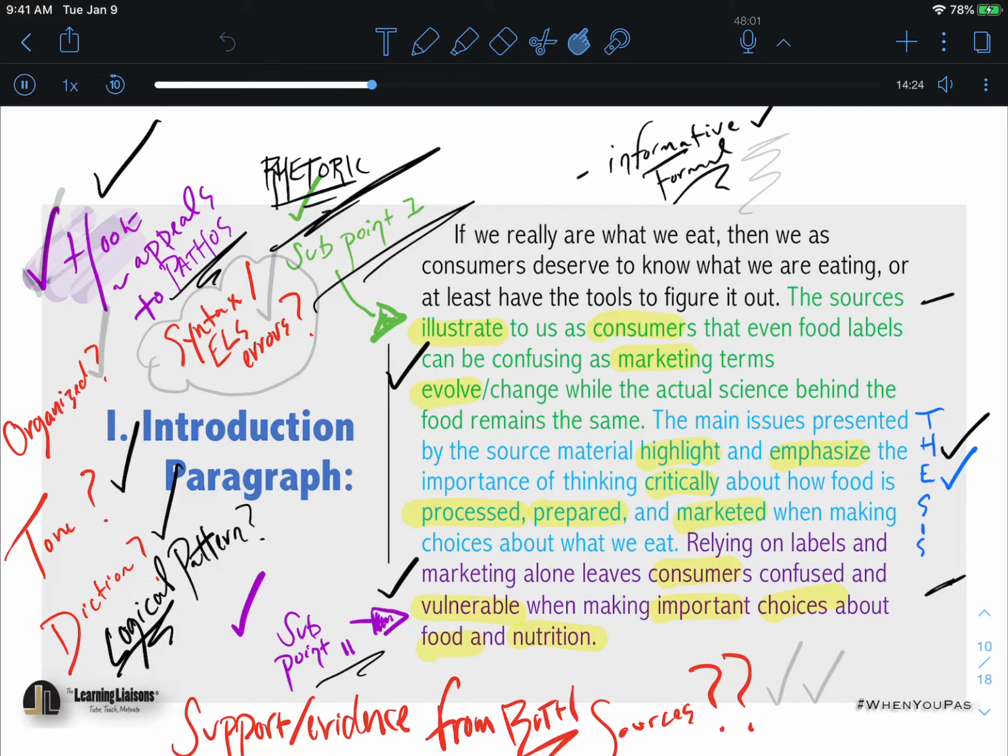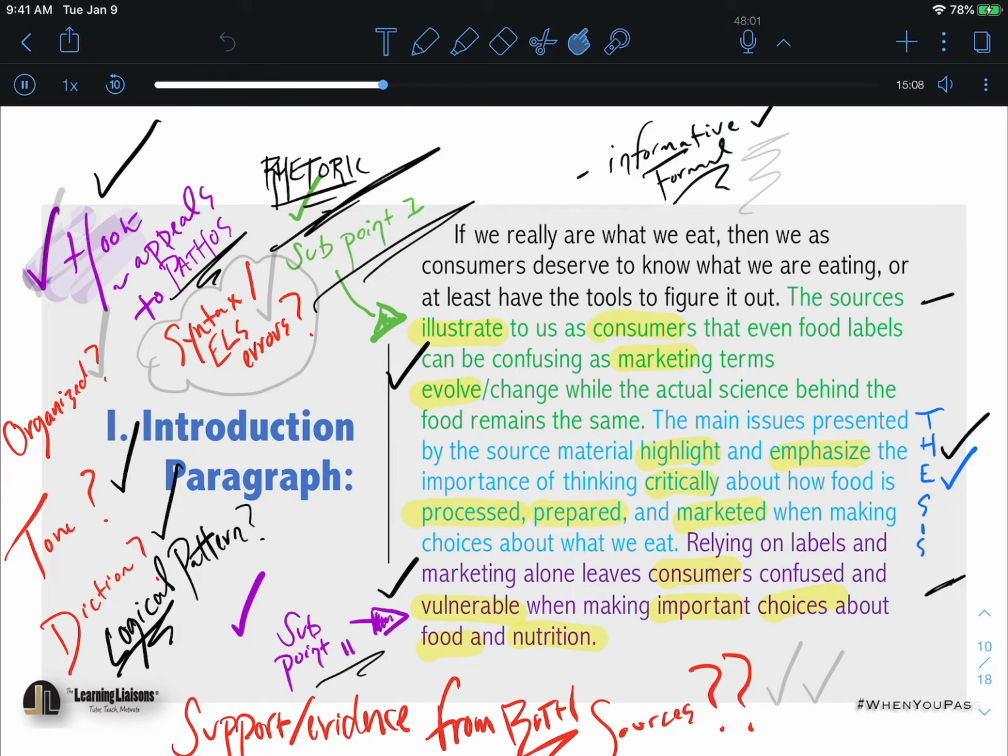Tone, we just discussed that. Is this organized? Yes. We have a hook. We have a thesis. And despite the fact that the thesis is in between its two subpoints, it is still equally as effective as it would have been in another instance. I actually originally, when I wrote the essay and timed out my 30 minutes and my 5 minutes of pre-writing, had the thesis, the main issues presented by the source material, before the subpoint 1, the sources. And then I decided it's more effective if I slip that thesis in the middle.